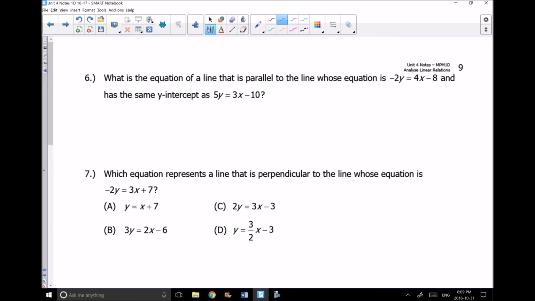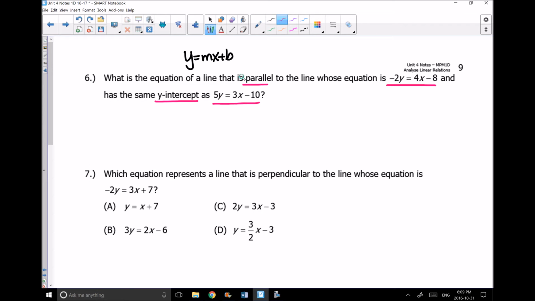Okay, question number 6 on page 9. What is the equation of a line that is parallel, so that's important, it's parallel to the line whose equation is negative 2y equals 4x minus 8 and has the same y-intercept as 5y equals 3x minus 10. So for questions like this, I need to make sure that all of my equations are in y equals mx plus b format to help me out, okay? Also, we have our original equations, our original relations, and then we're going to have our new relations.